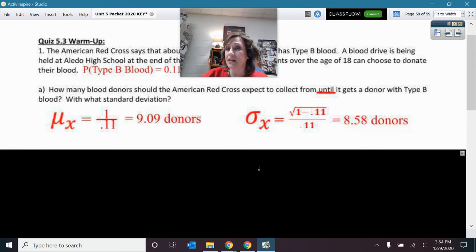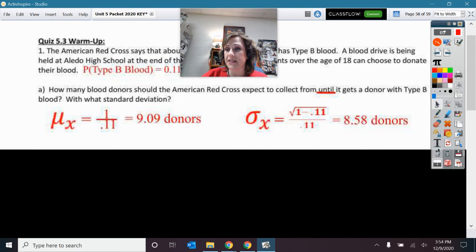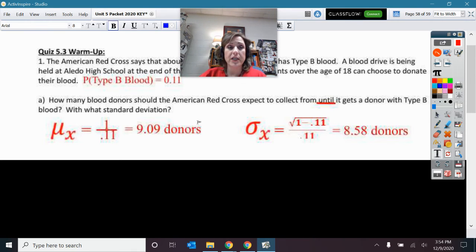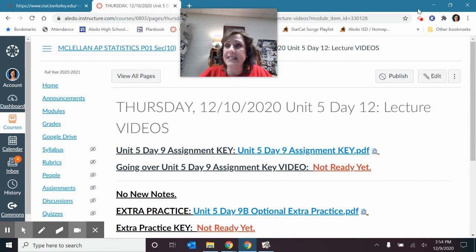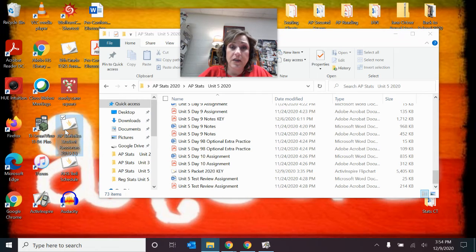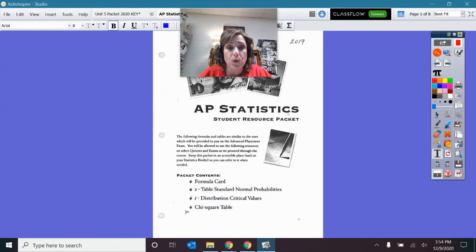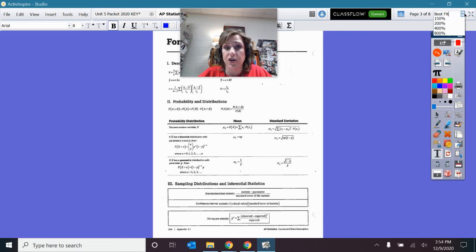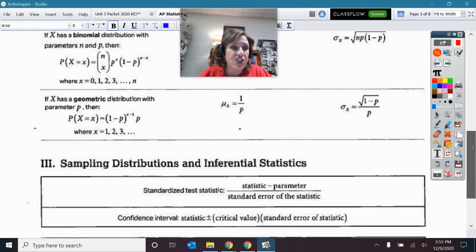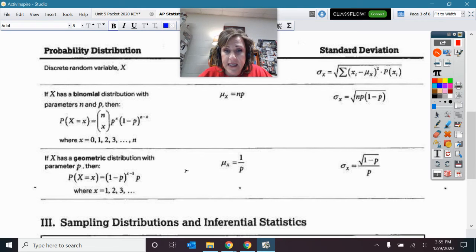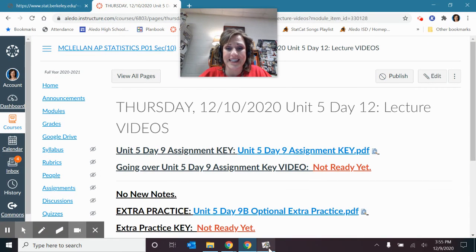Expected value is the mean. Geometric is 1 over p, binomial is n times p. So here I have a geometric situation because I'm going until. My formula chart says that the geometric expected value is 1 over p. So if we take a look at that here, I'm going to zoom in so we can see that. My geometric mean is 1 over p with this standard deviation here. And remember, geometric is going until we have that first success.